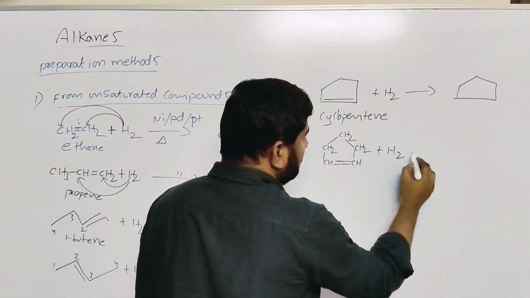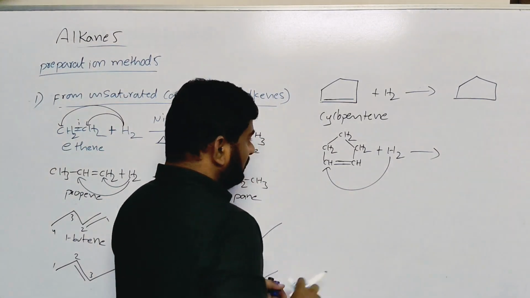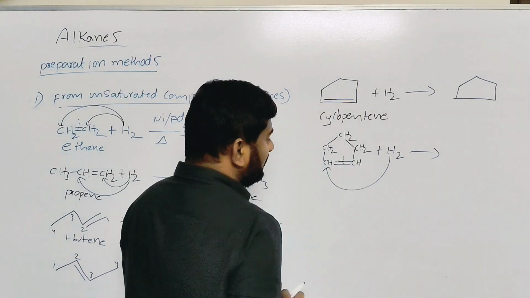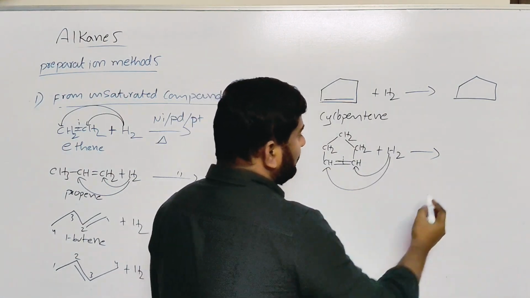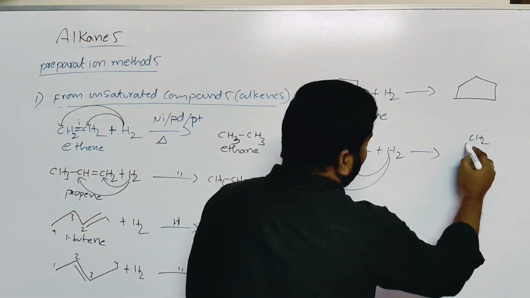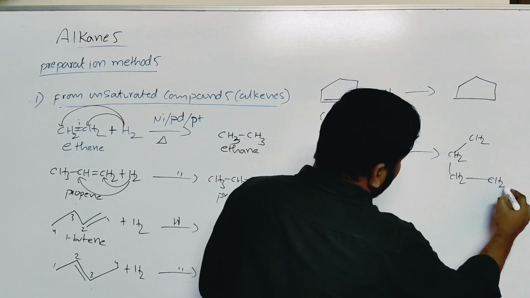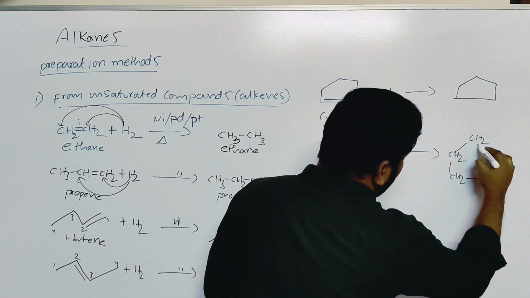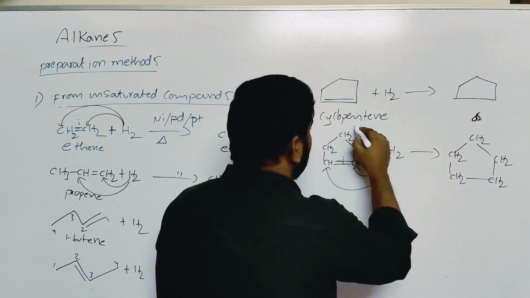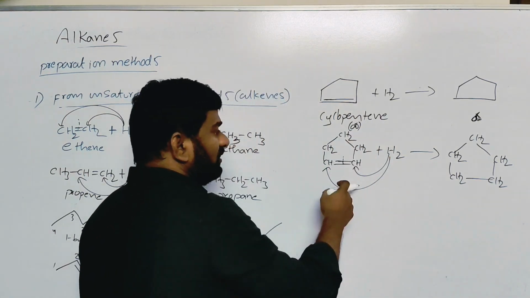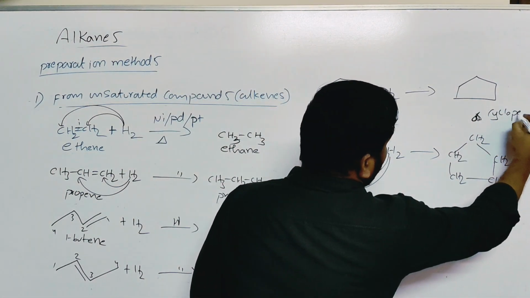Here if we add hydrogens, by breaking the one pi bond, one hydrogen you have to add here. Then what will we get? CH2, CH2, CH2, and so on. In this way, this or this, if you take cyclopentene, you are getting cyclopentane.